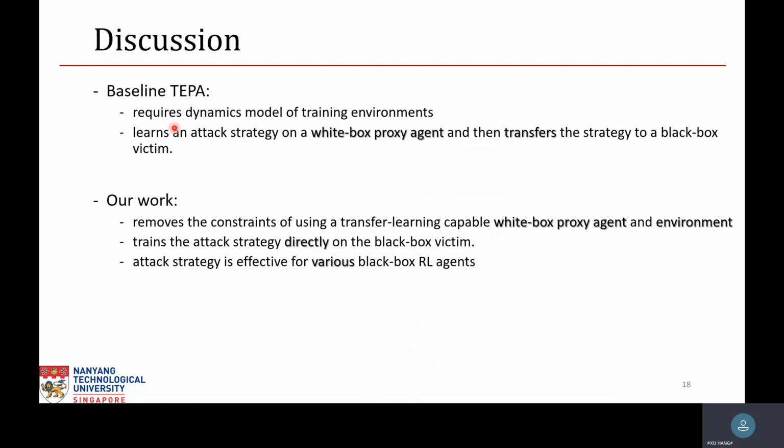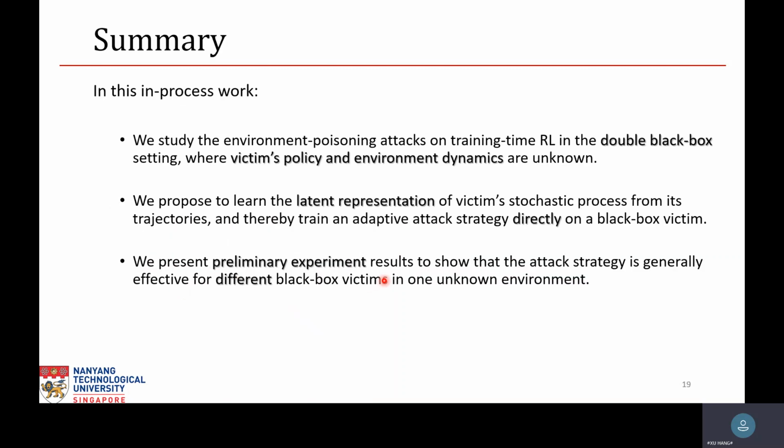Compared with the baseline, which requires the environment dynamics model, and when it is used for a black box agent, needs to learn the attack strategy on a white box proxy agent and then transfer it to the black box victim. In our work, we don't depend on the environment dynamics model, and don't need to depend on transfer-learning-capable white box proxy agents. Here, we just train the adaptive attack strategy directly on the black box victim, and this attack strategy is also effective for different black box RL agents.